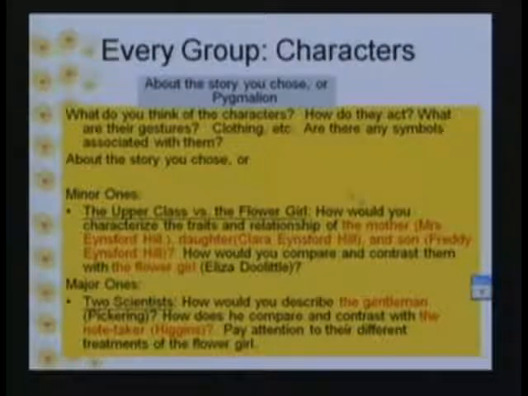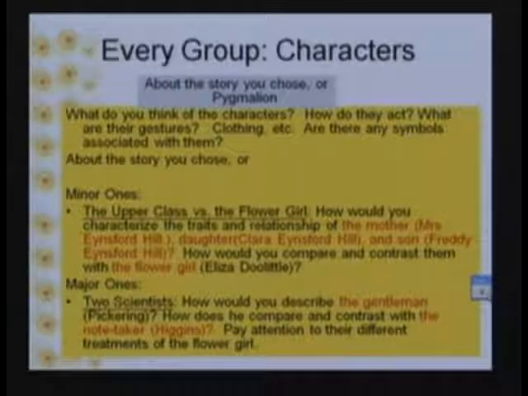Today we're doing character analysis. So basically each group has 2 questions. The second question is a common one. What do you think of the characters and how do they act? And what are their gestures, clothing? Are there any symbols you can associate with them?